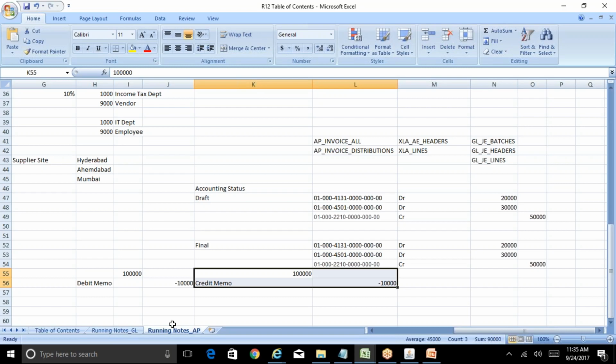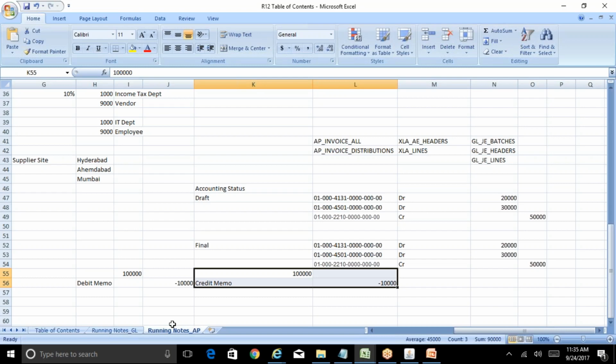Okay. So, Arvind, can we say that credit memo is entered and debit memo is created? Yes, or generated, kind of. Yeah, generated or created. Because credit memo is something we are getting from the vendor, and debit memo is something that we are creating for the vendor.